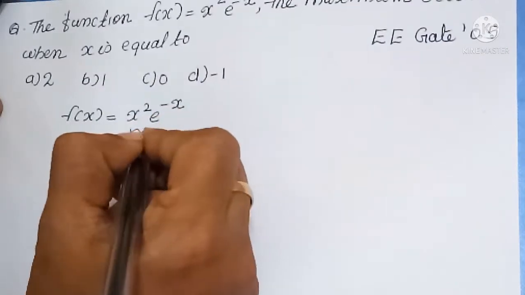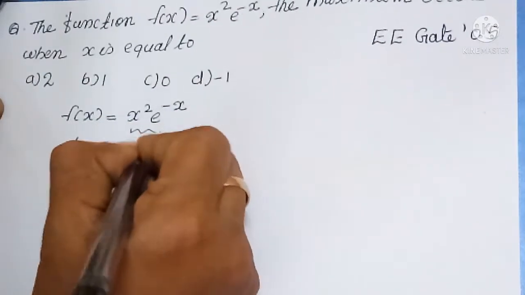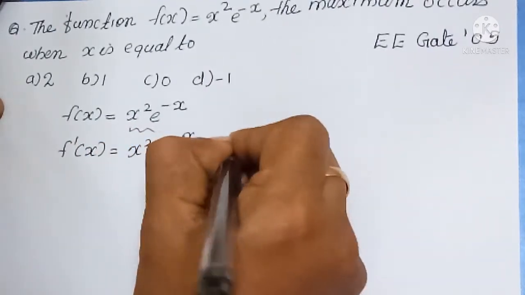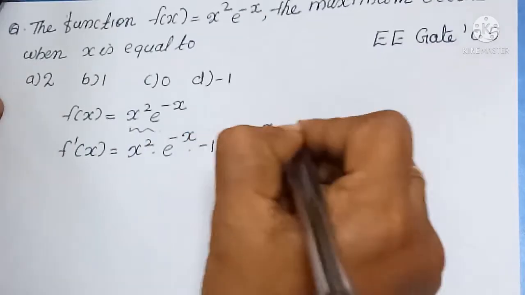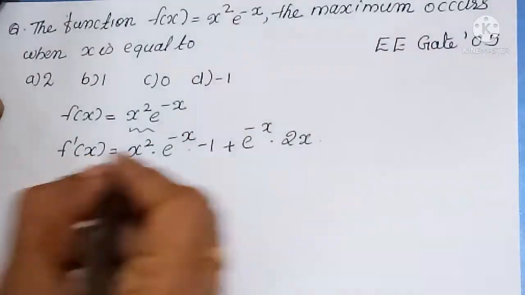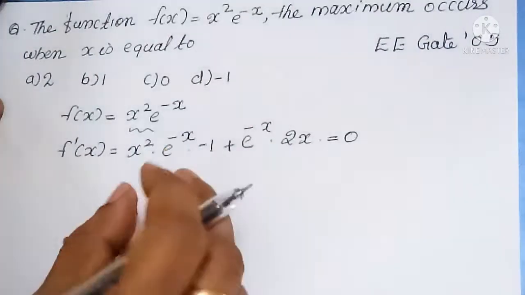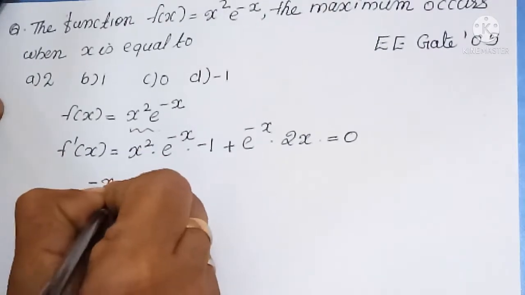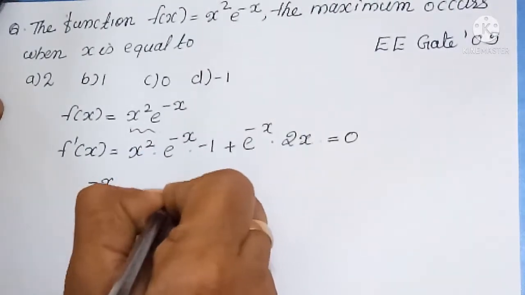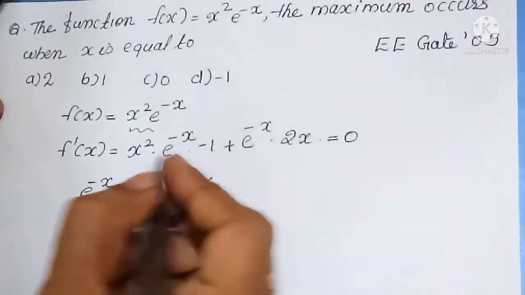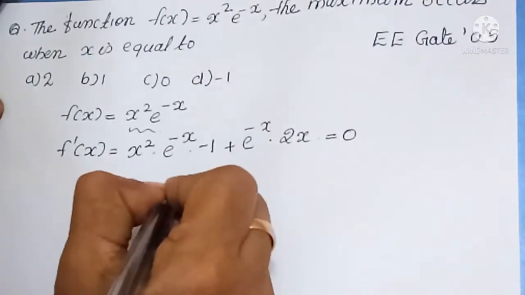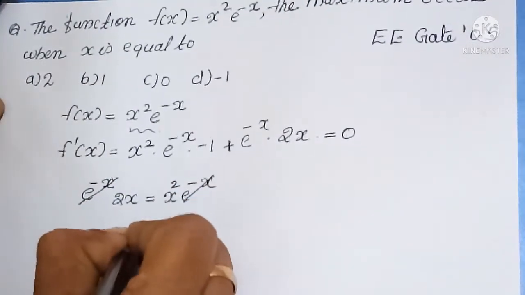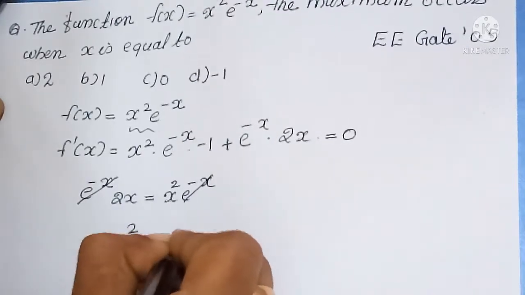First step, we should find f dash of x. Here we have two functions, so we can use the product rule. First function into derivative of the second function, that means e raised to minus x into minus 1, plus second function into derivative of the first function, that means 2x. Then we equate to 0. This minus term comes to this side. So we will get e raised to minus x into 2x is equal to x square into e raised to minus x. Here we can cancel the e raised to minus x term.